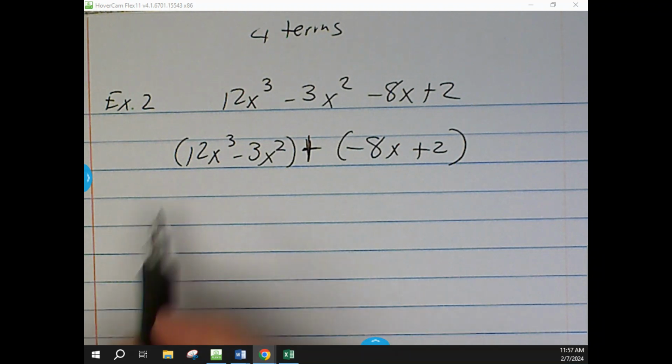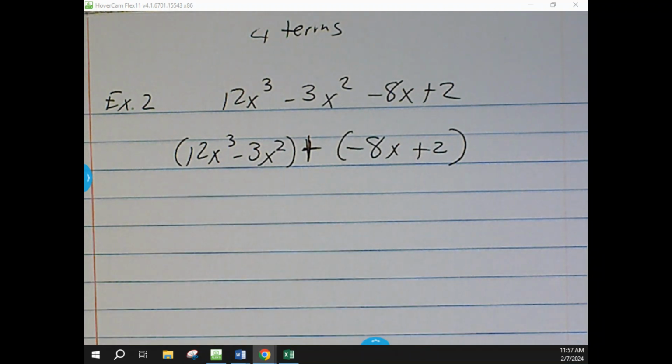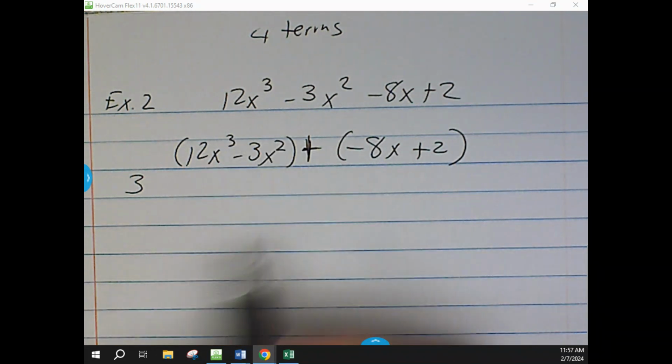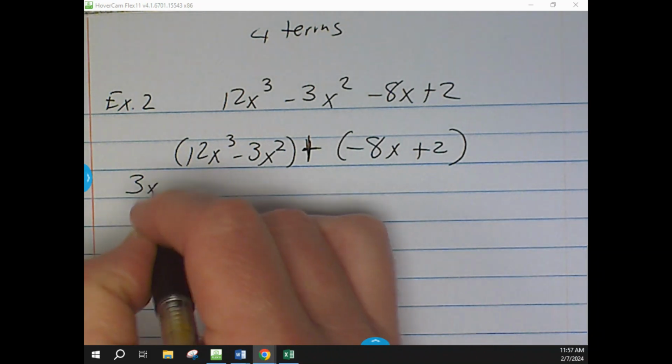Okay, so if you look at the numbers, 12 and 3, is there something we can work with? Right? Because you can divide both of those by 3. Okay. Now, they both have x's. You've got 3 x's here and 2 x's here. So again, you always take the smaller amount of x's. So that's 3x squared.